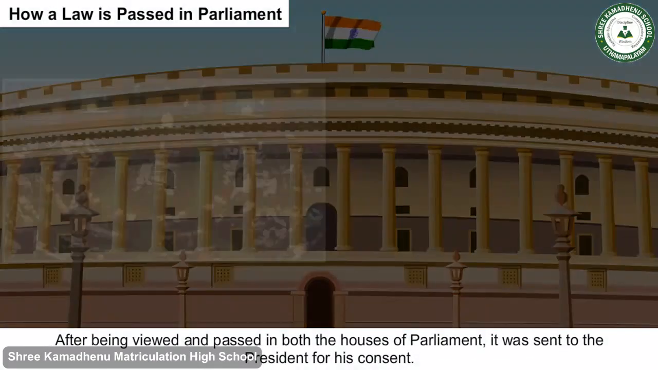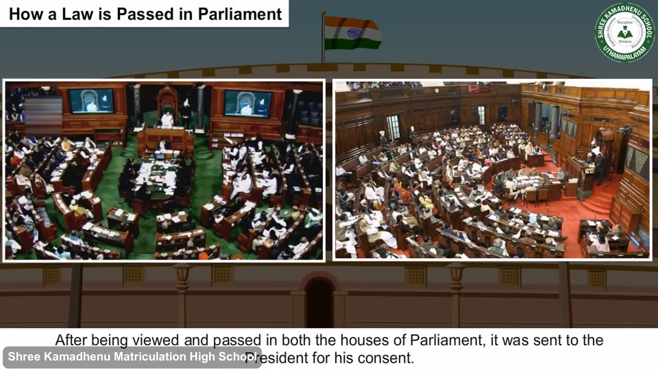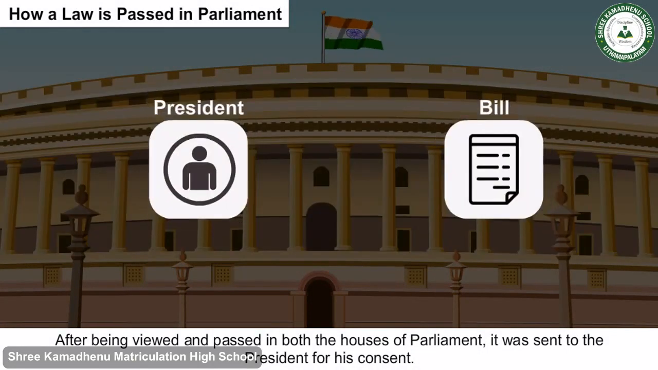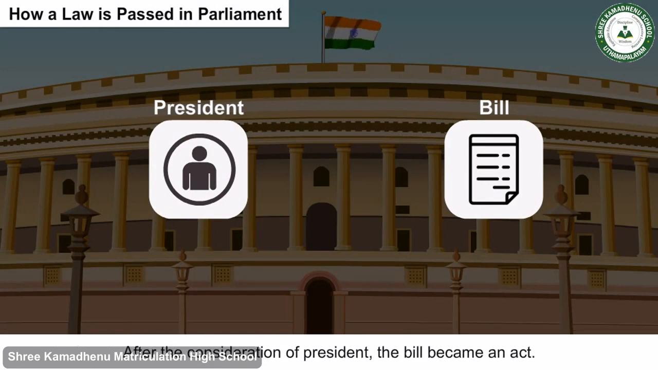After being reviewed and passed in both houses of Parliament, it was sent to the President for his consent. After the consideration of the President, the bill became an act. The Protection of Women from Domestic Violence Act came into effect in 2006.